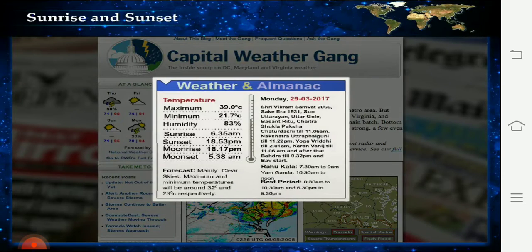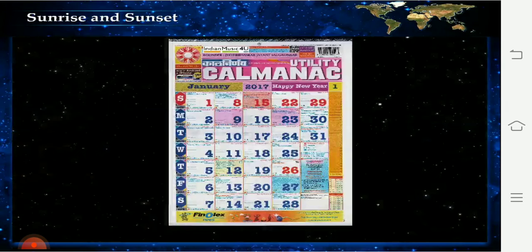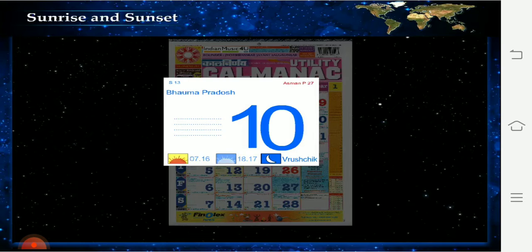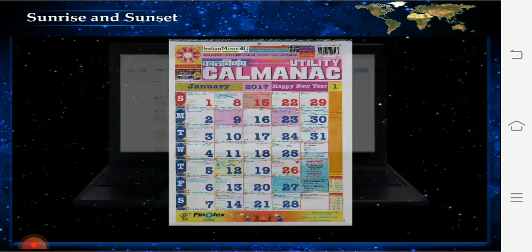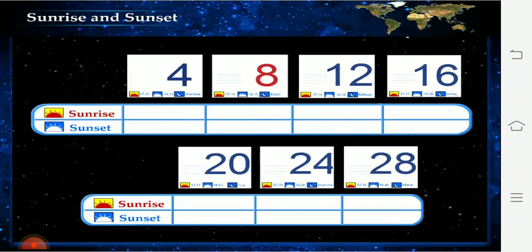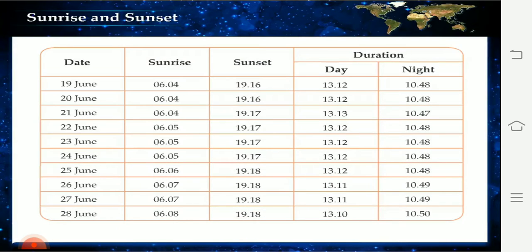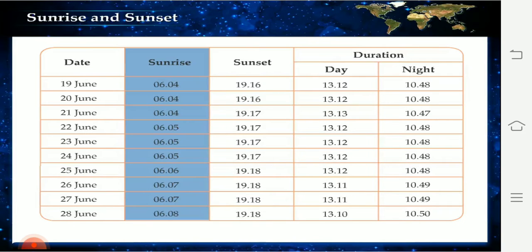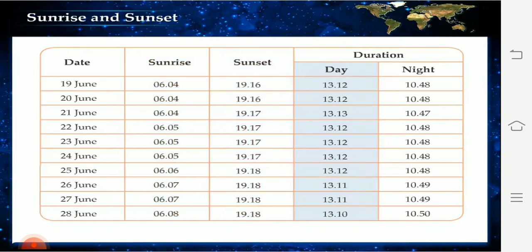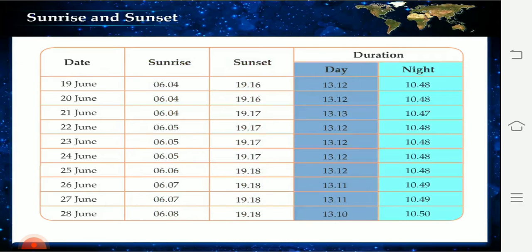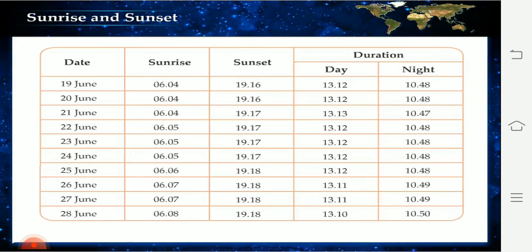Some newspapers publish the time of sunrise and sunset every day in a specific column. Similarly, we can also find them through the calendar or internet. If you observe them regularly, you would find that the time of sunrise and sunset changes every day. But why does this happen? To understand this phenomenon, observe this table. It shows the time of sunrise and sunset and the duration of day and night from 19th June to 28th June. The data given in the chart is obtained from the calendar.